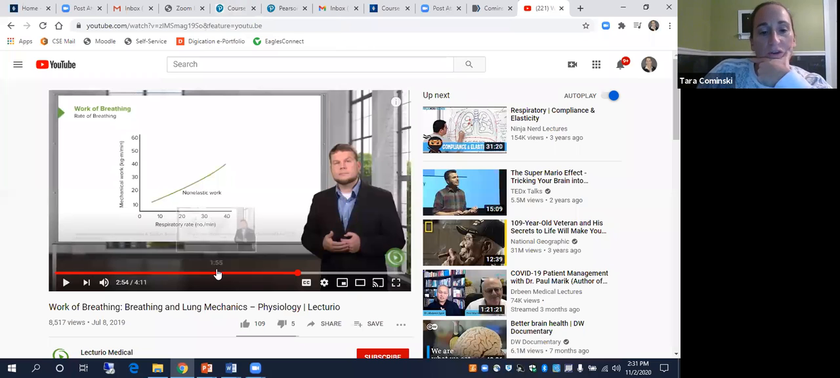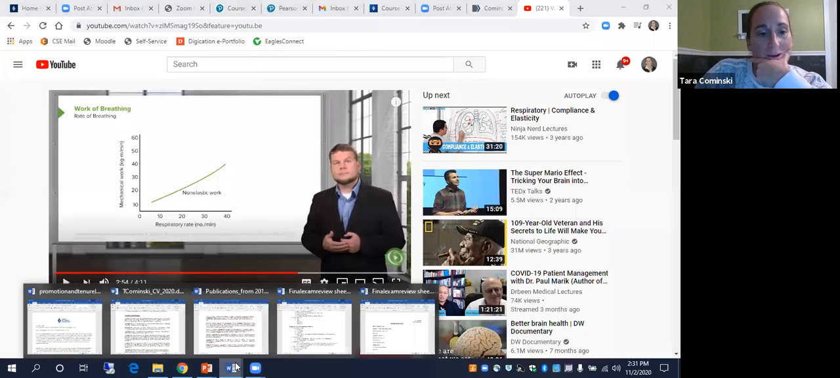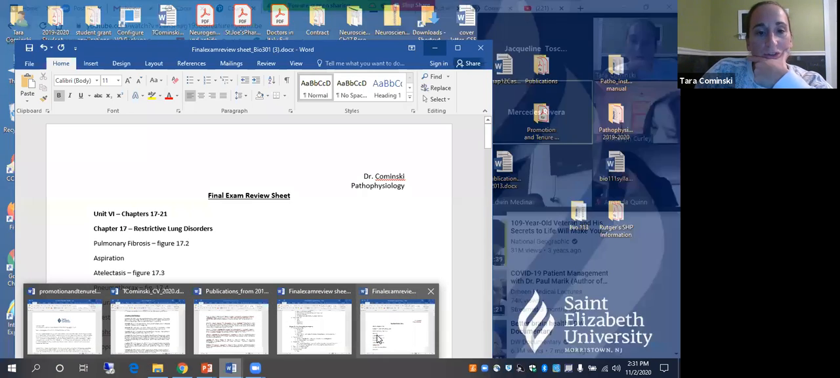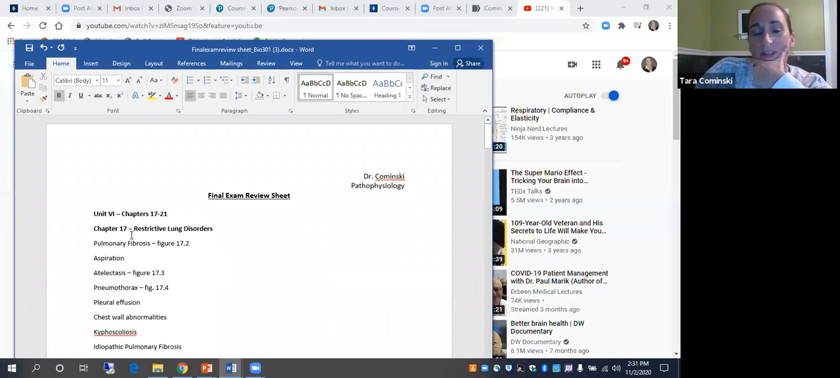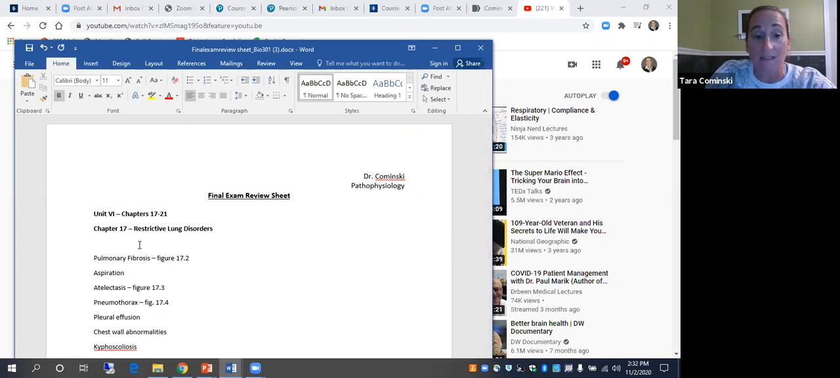So actually, if you guys look at the review sheet, I don't even know that I have that on there. So I think that's something we want to add in, right? So we want to probably add in work of breathing and to be able to, if I showed you one of those graphs, recognize that graph that's showing somebody with a restrictive lung disorder, right, or an obstructive, okay?